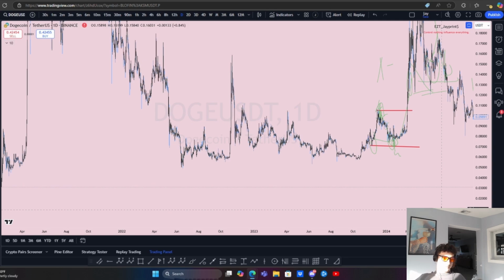And then again, we gave another entry. Notice I'm not even looking at the chart, guys. I have this off the top of my head. We gave another entry on Bitcoin at 24.5.